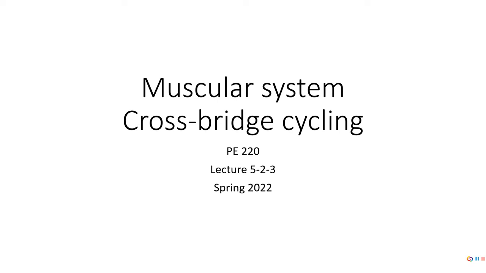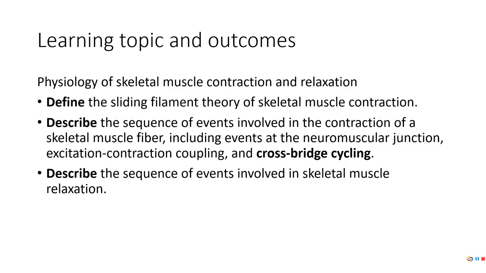Okay, so we talked about excitation-contraction coupling last time. Now we're going to talk about cross-bridge cycling. So here's the topic and outcomes. The sliding filament theory is what explains how cross-bridge cycling occurs. And then we're going to talk a little bit about skeletal muscle contraction.